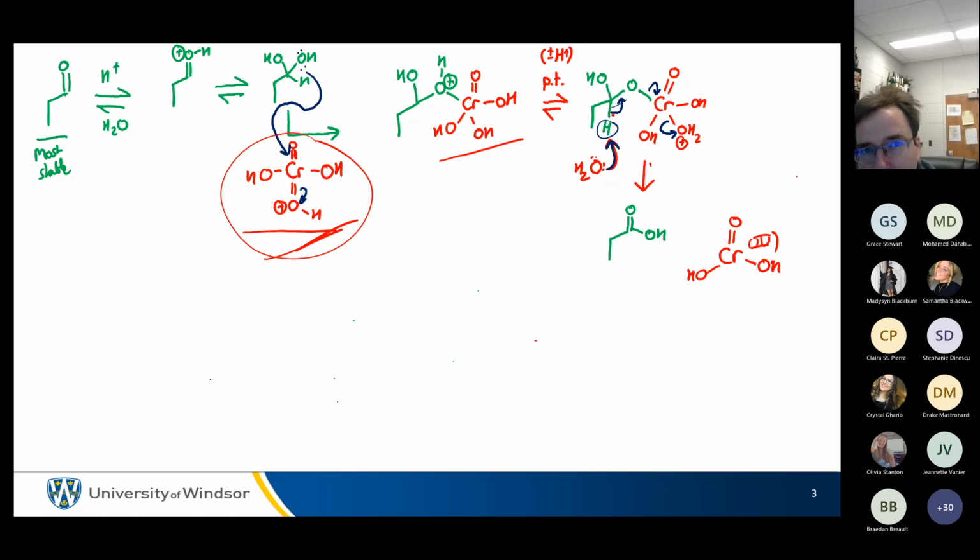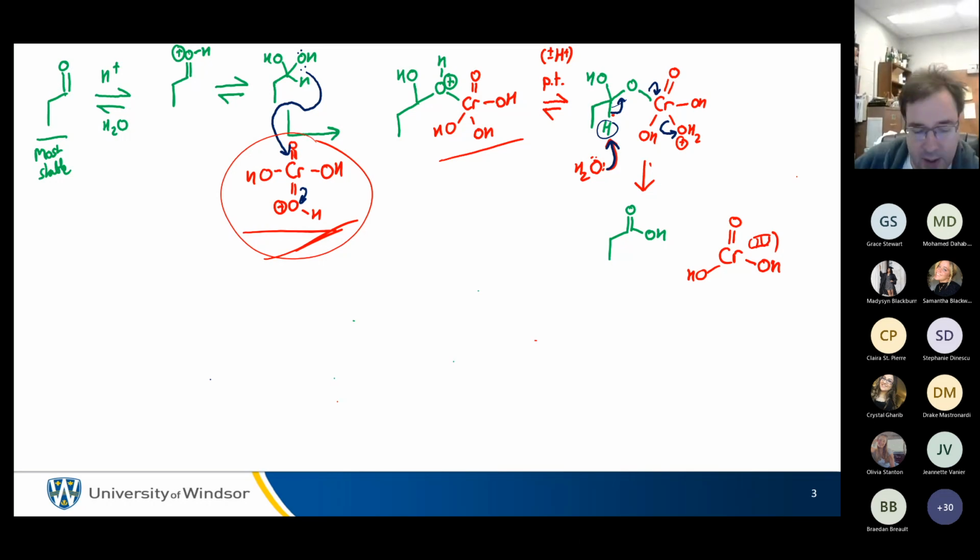Each of these individual steps is simple. Combined, it's not simple, but all it is a sequence of steps that each in turn make some logical sense. And then when you string them together, you end up with the chemistry of an aldehyde becoming an acid, or an alcohol in this case, going to an acid via an aldehyde.